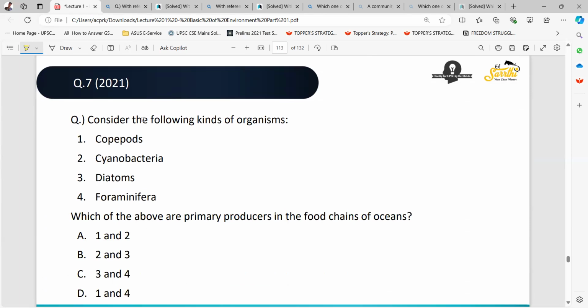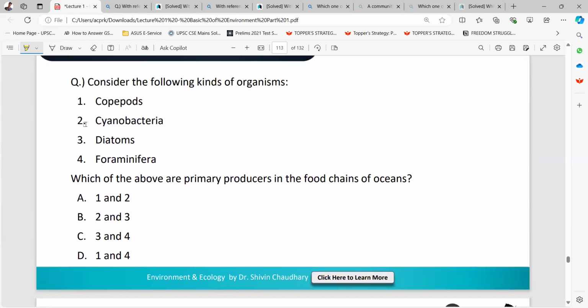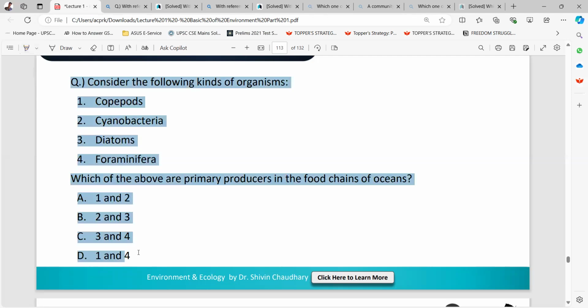Next question. Consider the following kinds of organisms: copepods, cyanobacteria, diatoms, foraminifera. Which of the above are primary producers in the food chain of oceans? I think cyanobacteria, then diatoms. 2 and 3. Is it B? Let's check the answer.